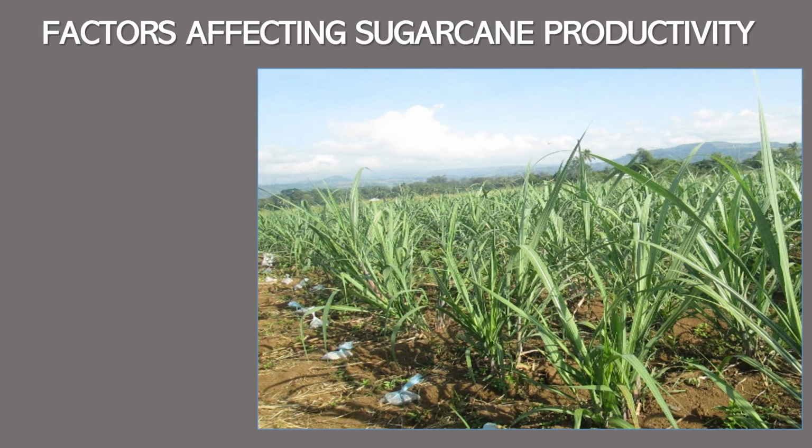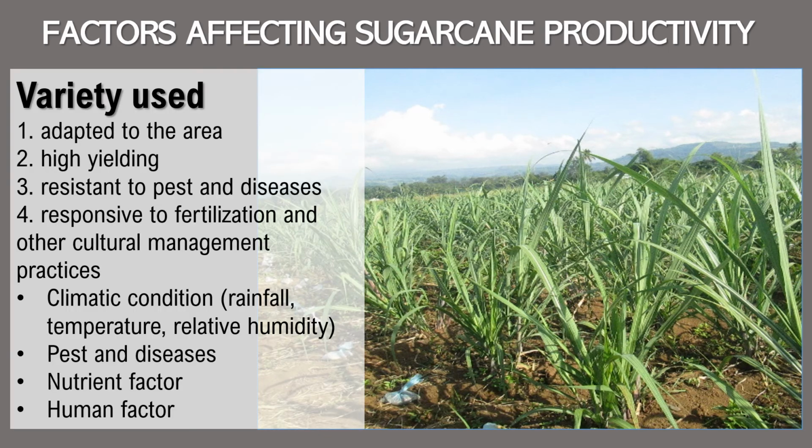So, bakit ganon? Okay, so dapat alam natin kung ano ba yung mga factors that may affect also sugarcane productivity. Isa na doon is ang variety used. Okay, so sa variety, kailangan nating kumuha ng sugarcane variety that is adapted to the area. I have mentioned some of these characteristics already from the example of the variety that I have shown you in the previous slides. So isa na doon is high yielding, resistant to pests and diseases, as well as responsive to fertilization and other cultural management practices. So ganun yung mga characteristic ng variety mo.